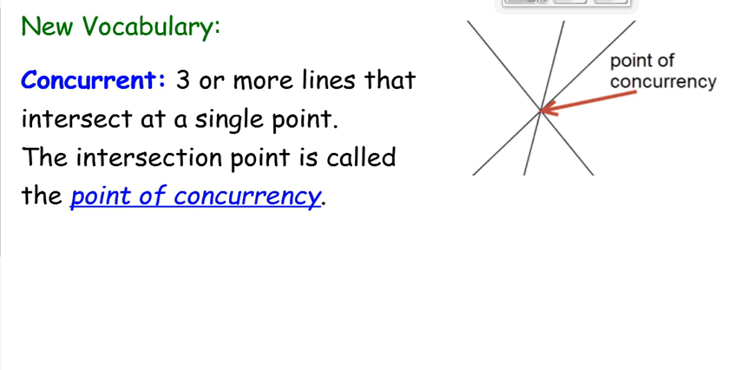All right, before we begin, we have some new vocabulary. We're going to talk about the word concurrent. Last year in algebra, we talked about intersecting lines, but that was only with two lines. In geometry, because we're working with triangles, we're going to be working with lines that generate from the vertices, and a triangle has three vertices, so we're actually going to have three intersecting lines, and sometimes more as we get further into geometry. So when we have three or more lines that intersect at a single point, we're going to call that concurrent lines, and the intersection point where they all meet is called the point of concurrency.